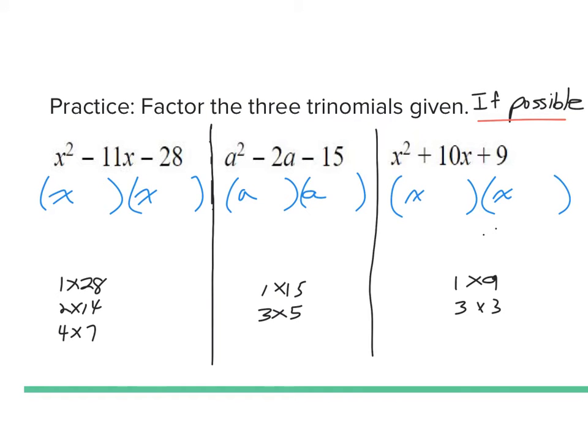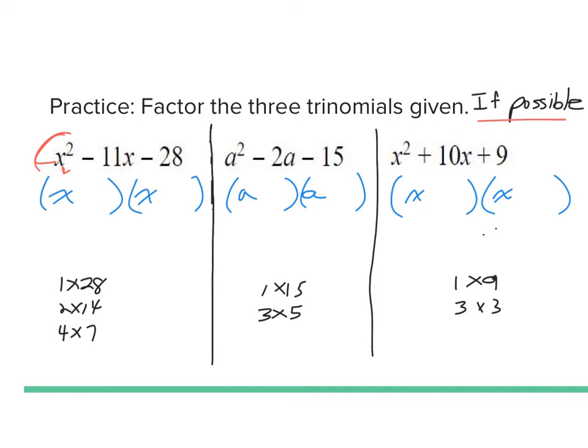As you think through these, just to give you an idea of what to do, for these simple trinomials you are always going to put the square root of whatever your first term is as the first term in each bracket. So we've got x and x in that case. And in the second case there, we're going to have a and a. And then for the last one there, we're going to have x and x as well. So that's the first thing to recognize.